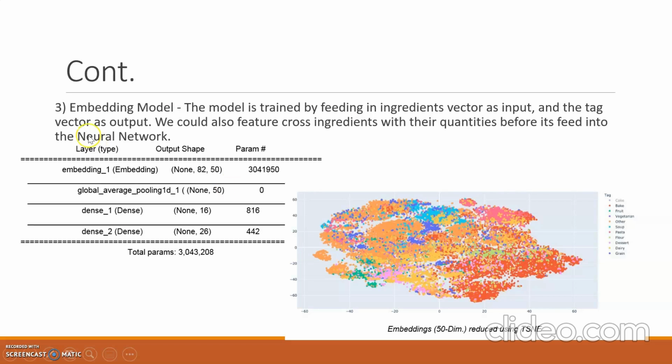So another model that we implemented is this sort of architecture where ingredient vectors are trained against tags, and for that you can see the visualization. And we could also feature cross the ingredients with their quantities, and we tried to implement that as well.